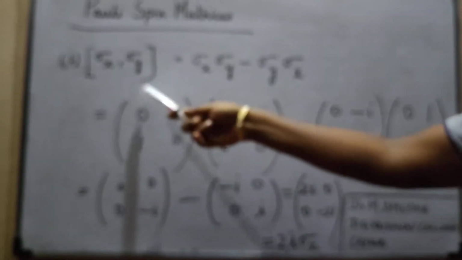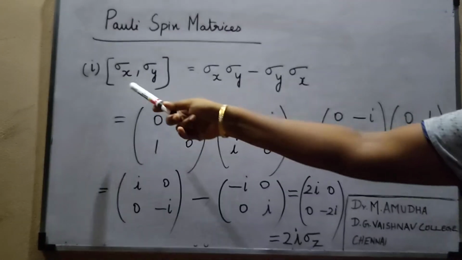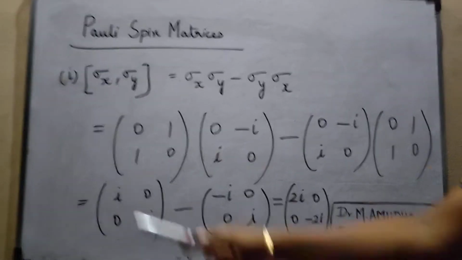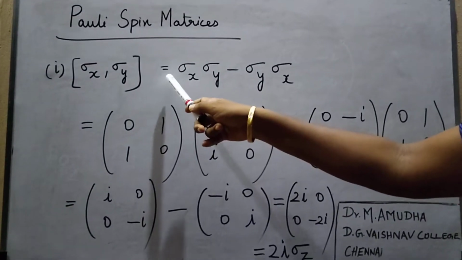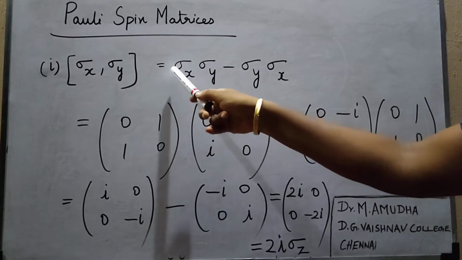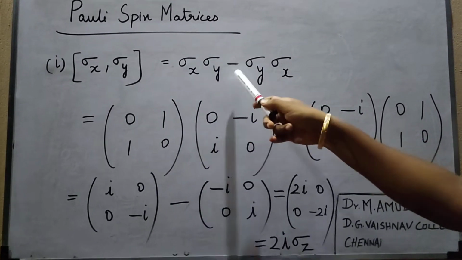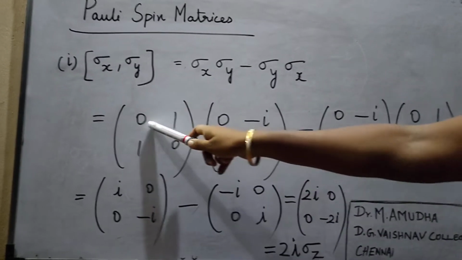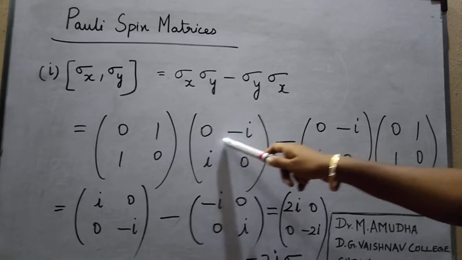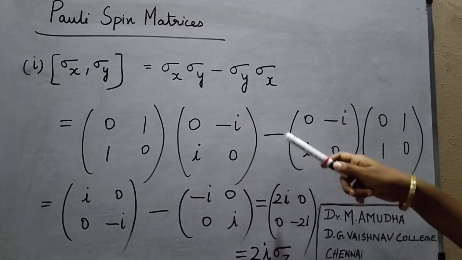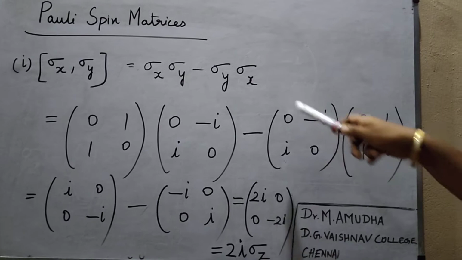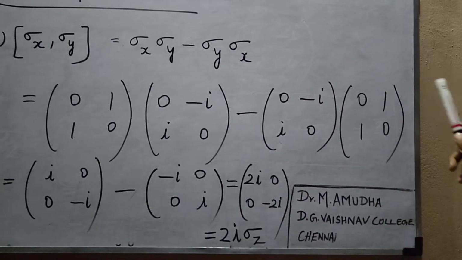The commutation relation between the two operators, sigma x and sigma y, these are called Pauli operators. We'll see the commutation relation between these two operators. As usual, we have to expand this as sigma x sigma y minus sigma y sigma x. Substituting for sigma x, that is 0, 1, 1, 0, sigma y 0, minus i, i, 0, minus sigma y, once again substitute 0, minus i, i, 0, sigma x is 0, 1, 1, 0.